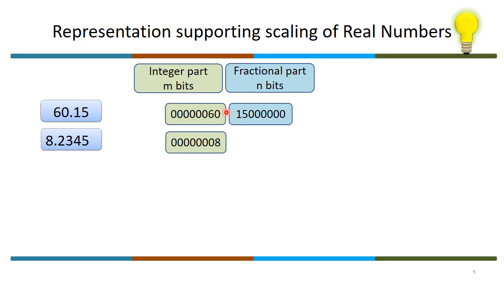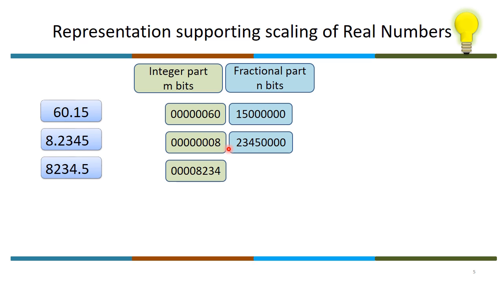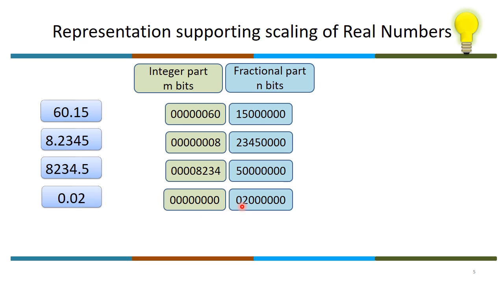Same thing with 8234.5, here is an example, and the prominent number which is between 0 and 1 is 0.02. For every number we have a fixed width for the integer part and the fractional part. The problem here is we are wasting space. So how to conserve this space with scaling, where in the same space I will be able to represent huge numbers, in terms of integers as well as in terms of the fractional part, right?